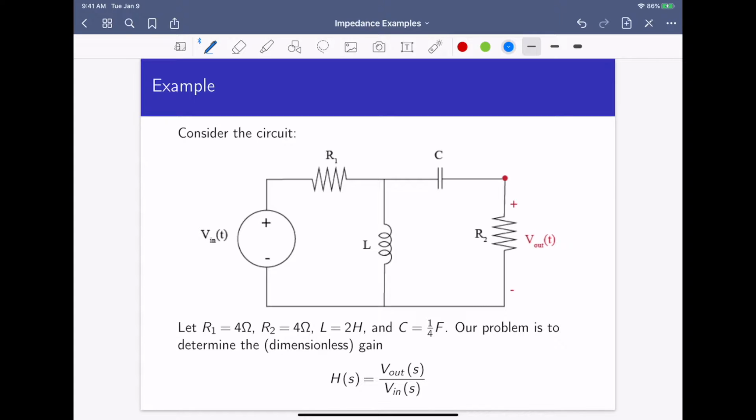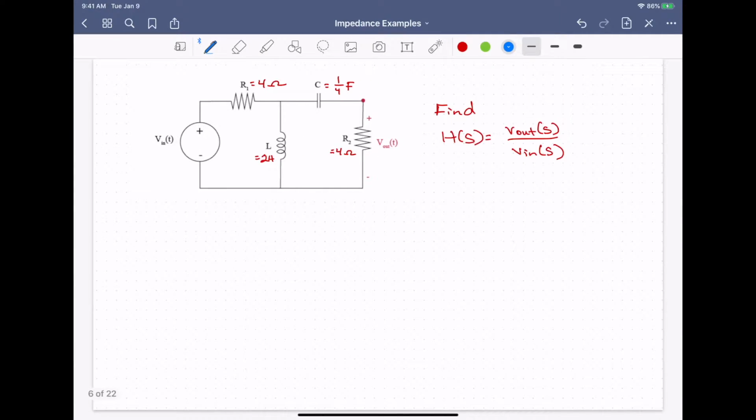So here's a circuit with some values given. What we are asked to find is the relationship of the output V out of t in terms of V in of t. Now we're going to do this in the Laplace domain. So what we're actually looking for is the transfer function V out of S over V in of S. So here's my circuit redrawn. And this time let's go ahead and we'll use mesh analysis.